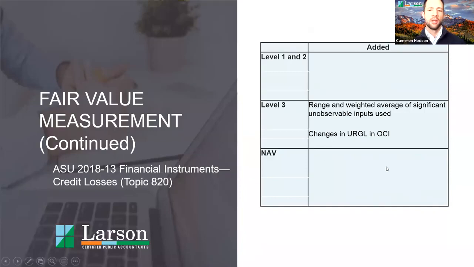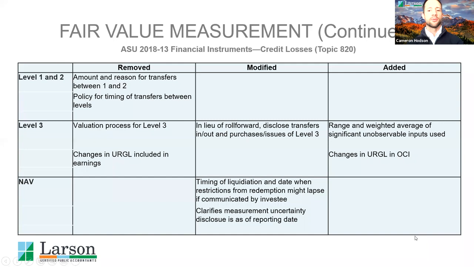And then added disclosures, nothing in 1 and 2, nothing in NAV, just the level 3. Now we'll have to disclose weighted average unobservable inputs used. And if you go to the next slide, you can see, next slide, please. For level 3, we've noted that added is now we're disclosing changes in unrealized gain or loss that go into OCI instead of previously it was changes in unrealized gain or loss that were included in earnings. So kind of just a different focus there.